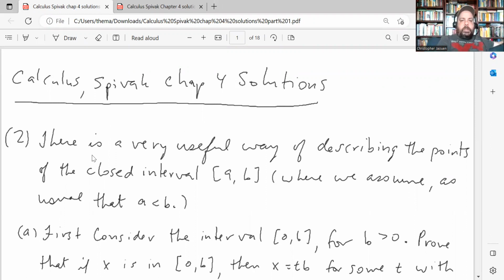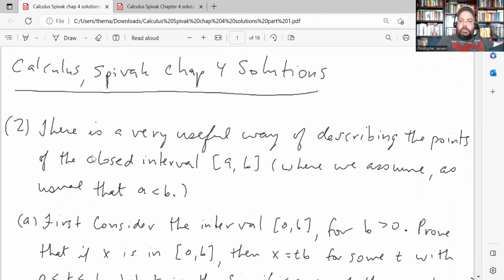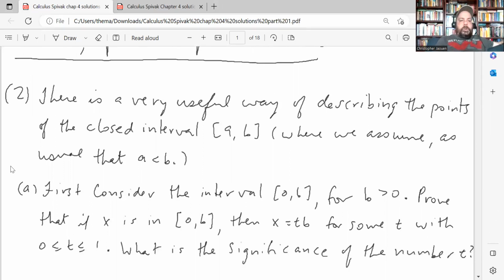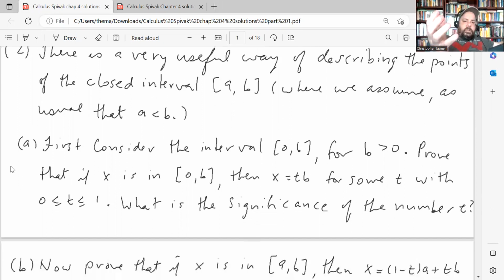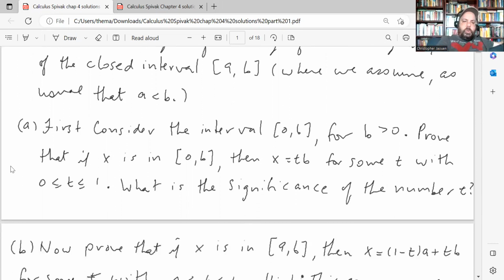Let me just read it out, and then we'll go through the solution. Before I do that, I'm just going to move this video up into the corner. Okay. So here we go. Number 2. There's a very useful way of describing the points of the closed interval from A to B, where we assume, as usual, that A is less than B. There's I think 4 parts to this, so we'll take them one at a time.